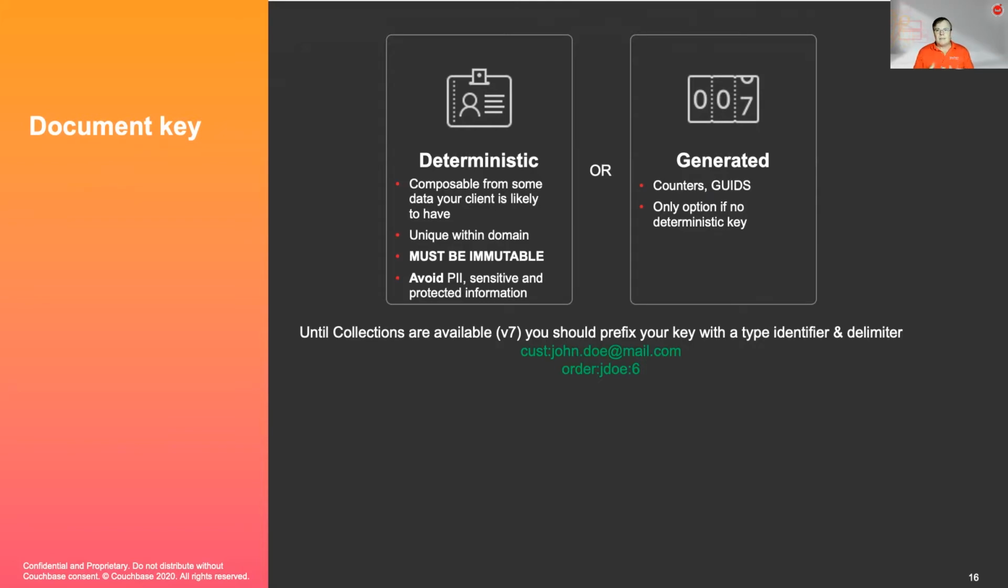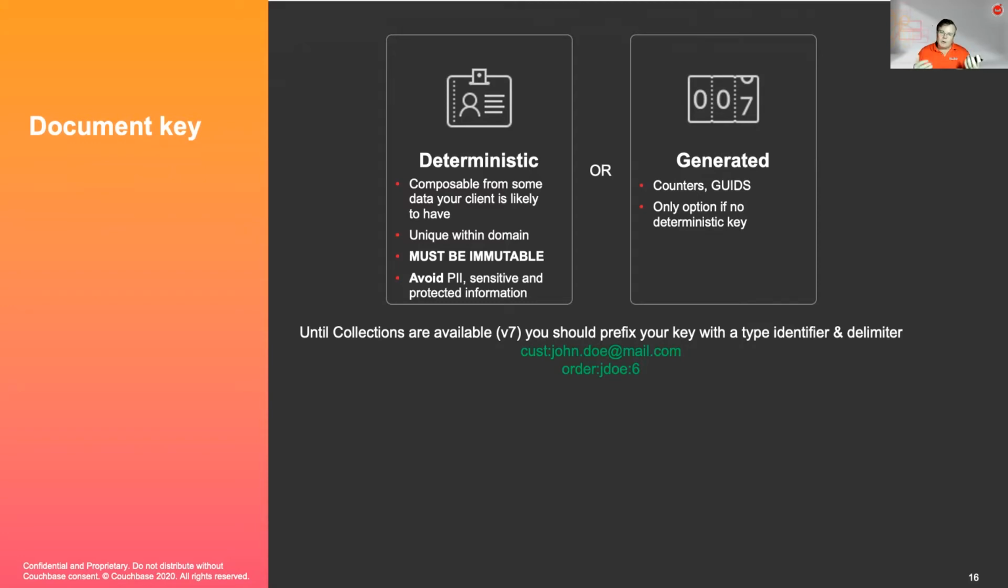If you can't come up with a deterministic key, which does happen more often than you might think, you'll need a generated key. For these, please try to use the atomic counter feature in Couchbase to issue a unique integer for your key. Avoid using GUIDs, mostly because they're just simply large character strings and very, very big.